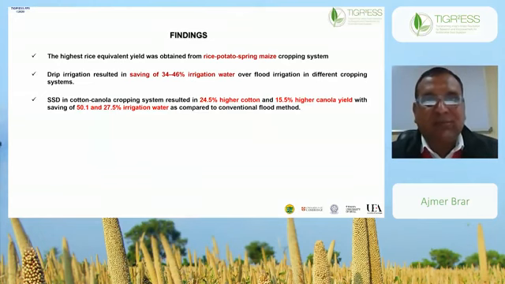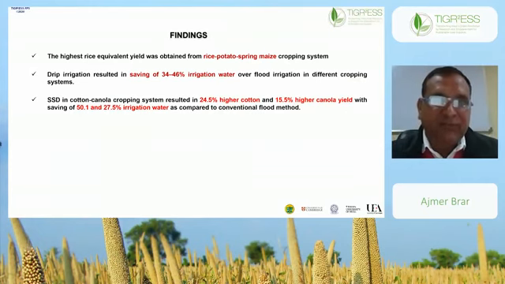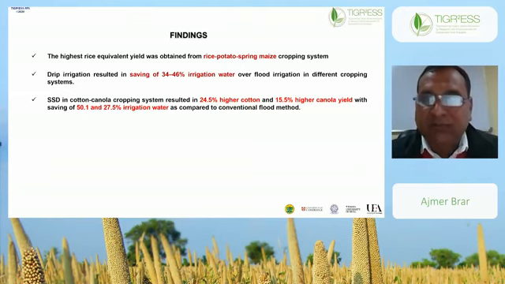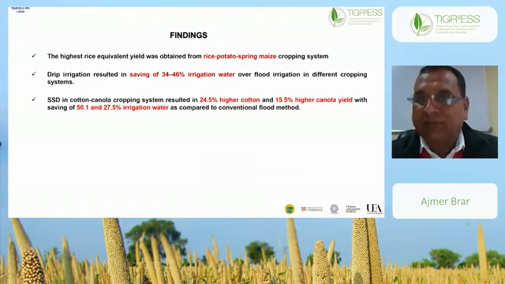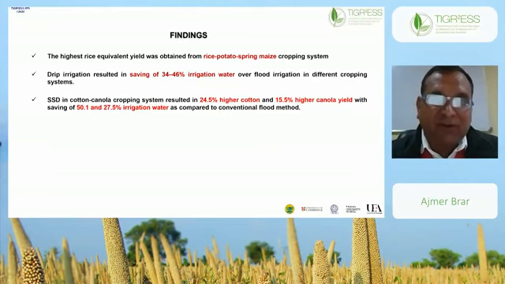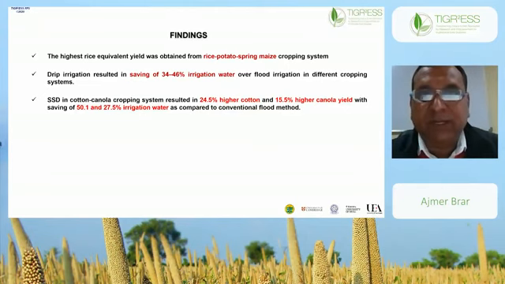The highest net return is from the rice, potato, spring maize, and drip irrigation results in 34 to 46% water saving over flood. And if we see the subsurface drip irrigation in cotton canola, it results in 24.5% higher cotton yield, 15.5% higher canola yield, and saving of 50% water in cotton and 27.5% water in the canola as compared to the traditional conventional flood method.